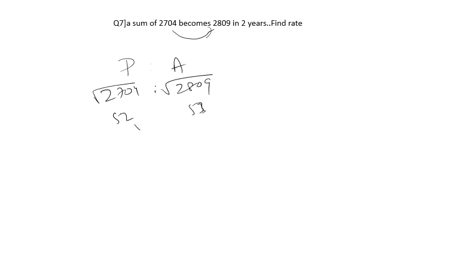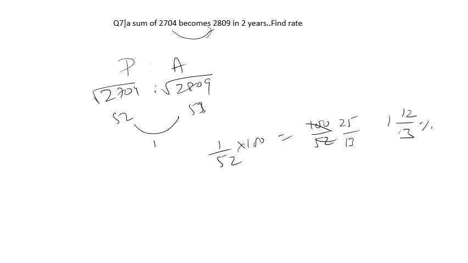Okay, now this interest is 1, so rate of interest is 1 by 52 into 100. Now this is 100 by 52. This is 25, this is 13. This is 1 whole 12 by 13%, guys, right?